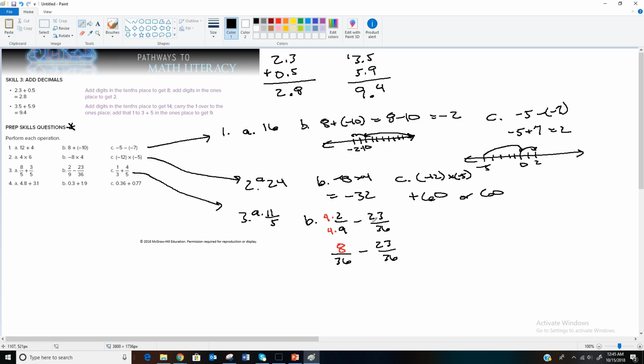Then when we subtract, 8 minus 23 is what we have on top. We're supposed to have that common denominator of 36, but 8 minus 23 is negative 15.